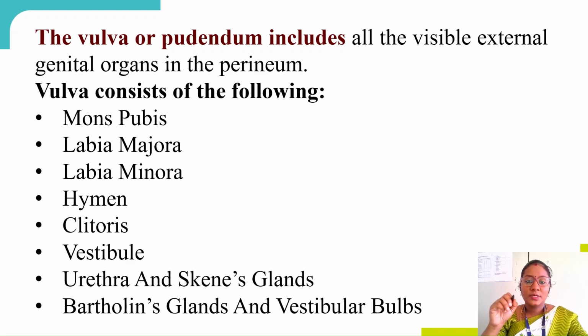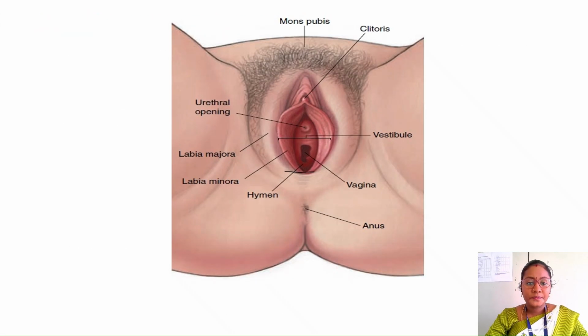So within this border, inside this region, there will be the pudendum, that is the external genital organ. So first one is the mons pubis and then labia majora, labia minora, hymen, clitoris, vestibule, urethra and skin glands, Bartholin glands and the vestibular glands.